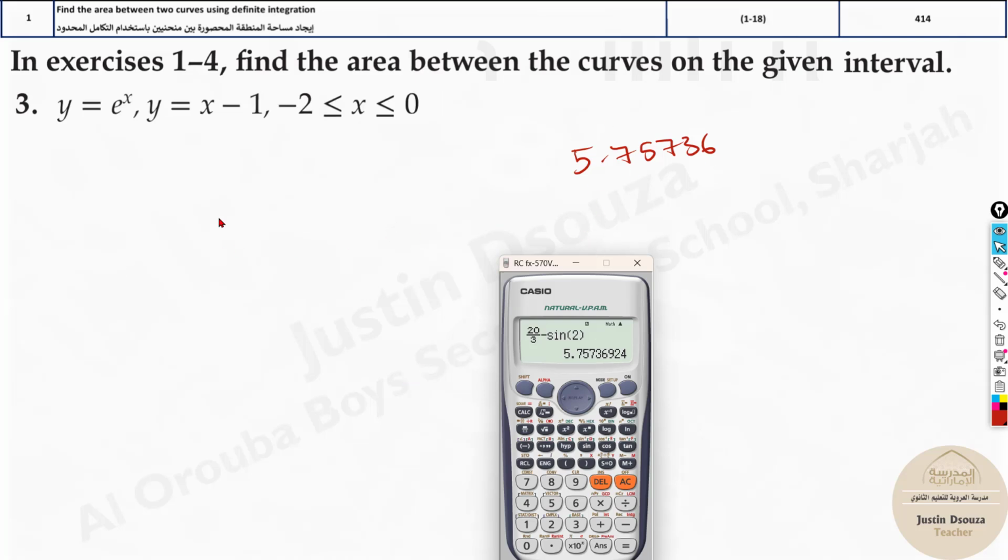Please do try all these problems by yourselves. You will get the same answer. Just type it out. Now since it's an exponent, I'll just do this quickly. Integral, shift and natural logarithm gives you the exponent.